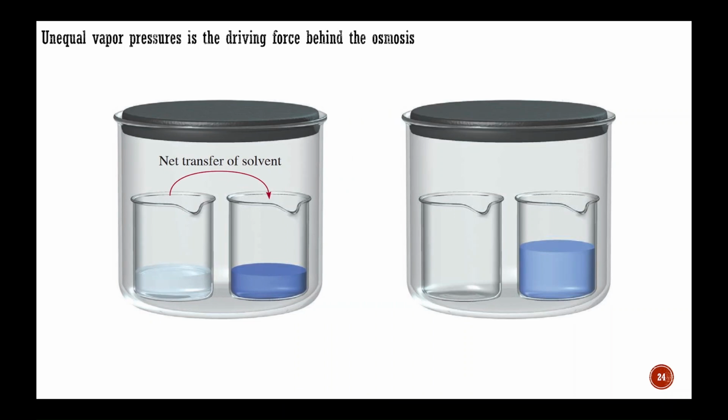This occurs because the vapor pressure of the pure solvent is higher than that of the solution. As a result, the molecules of the pure solvent are being trapped by the solution, leading to a net transfer of solvent from the left beaker to the right one. A similar driving force causes the solvent to move from the pure solvent into the solution during osmosis.